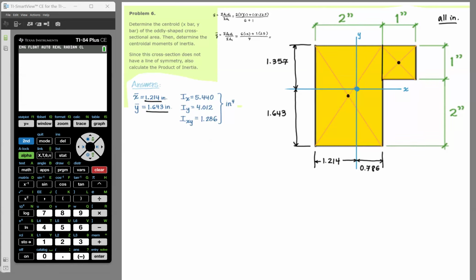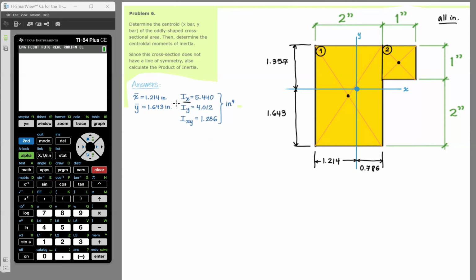Let's get back to the foreground. Oh, let me do one other thing. I'm going to call this one shape 1. The little one will be shape 2. Back to the foreground. Our next task is to calculate Ix.